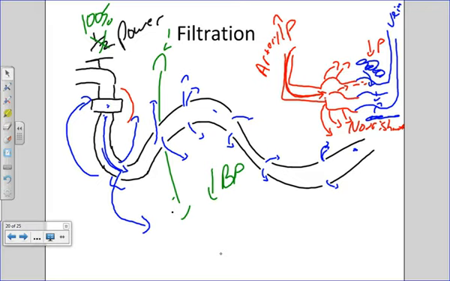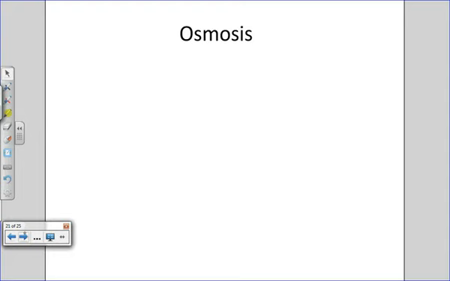Okay, but like I said, blood pressure is an essential part of life. Like I said, just don't always think of it in a negative context. All right, so that's filtration. Now next, let's talk about probably one of the most confusing topics that tends to get people, osmosis.